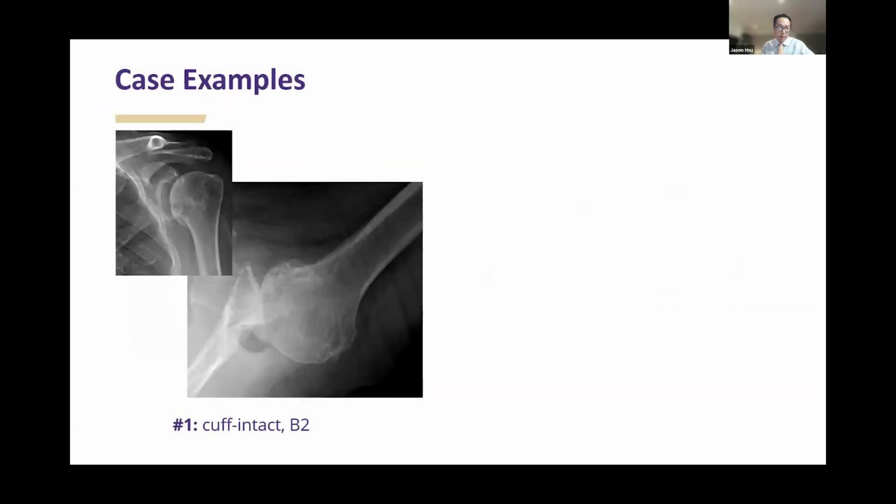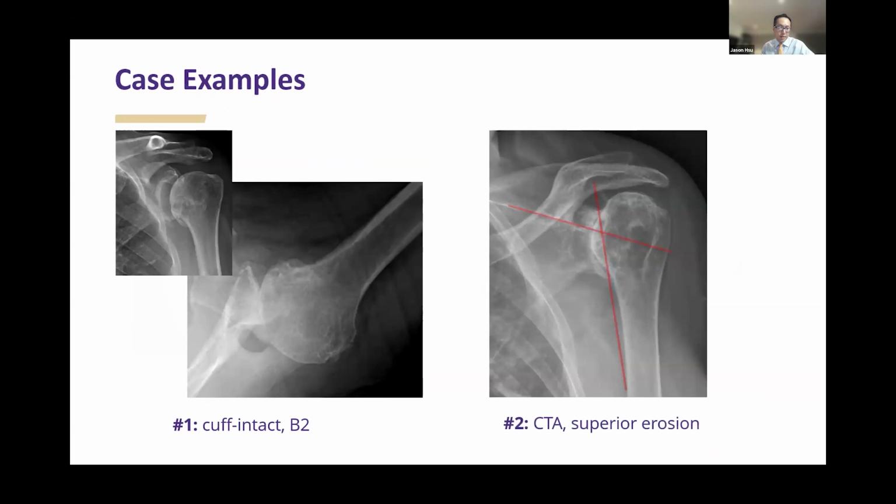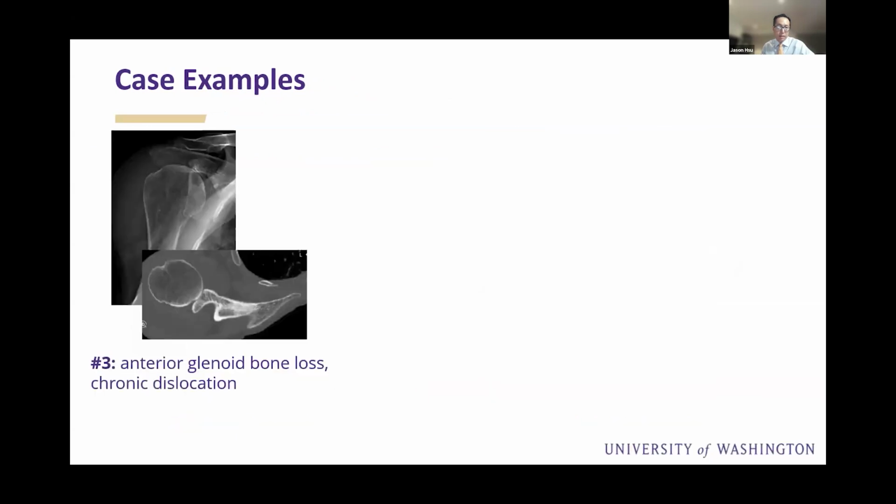So here are the cases that we'll consider, and we'll start with the more straightforward cases. One is cuff intact arthritis with a B2 glenoid and severe posterior humeral head decentering. The second case is cuff tear arthropathy with superior glenoid erosion. And then we'll get into some more complex cases. You may want to think about how you would address the bone in these cases.